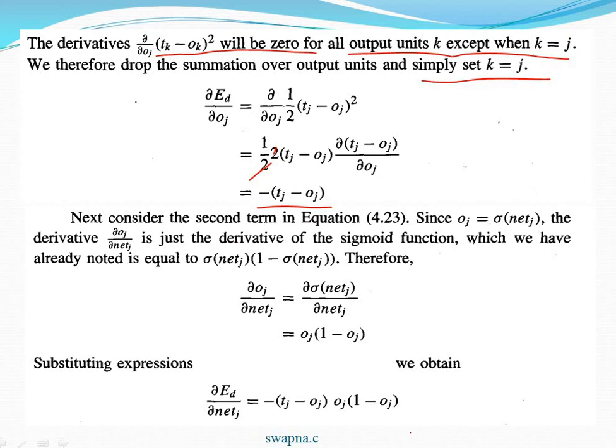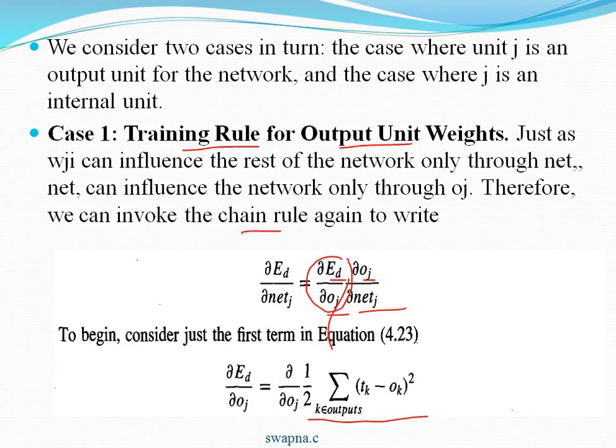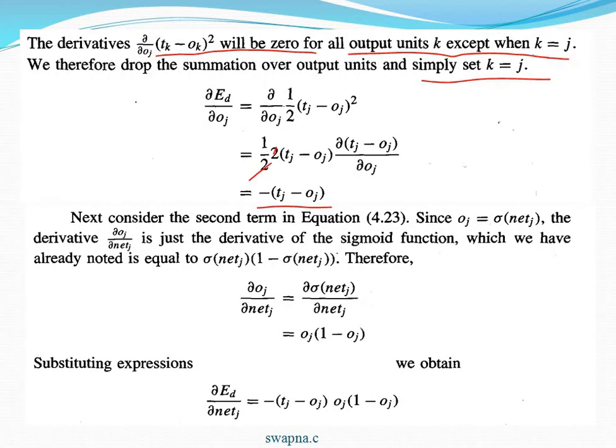Next, consider the second term. What is the second term here? It is the derivative of the output unit with respect to net. We are considering that with respect to net. Simply, we replace this with the sigmoid unit, where o_j equals sigma of net_j.